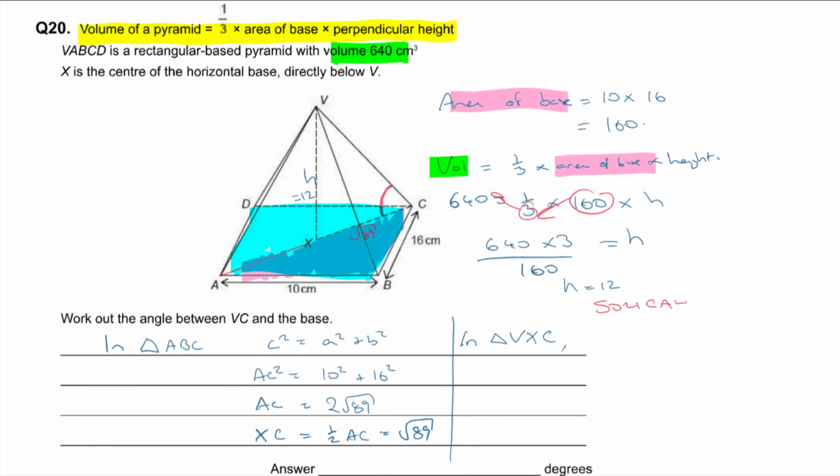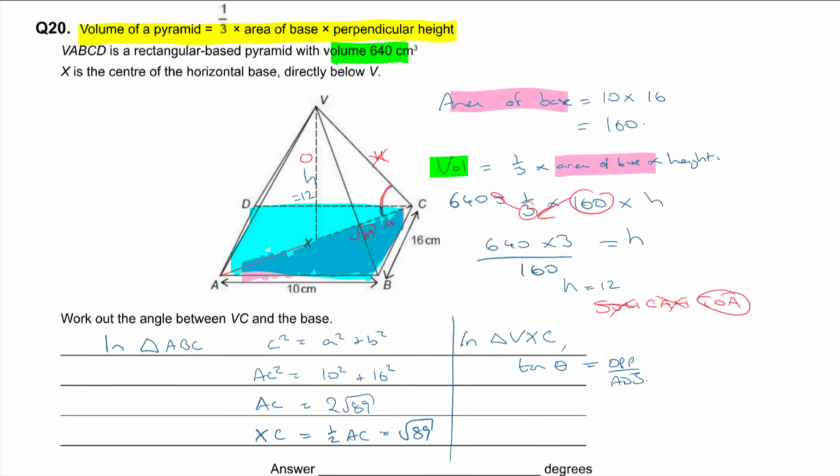SOHCAHTOA. Which one am I going to use here? The angle I want to find is down there. So this is the adjacent and this is the opposite, isn't it? So H I don't really care about so much. So no SO, no CAH. It's the TOA one that I'm after. So tan theta is equal to the opposite over the adjacent.